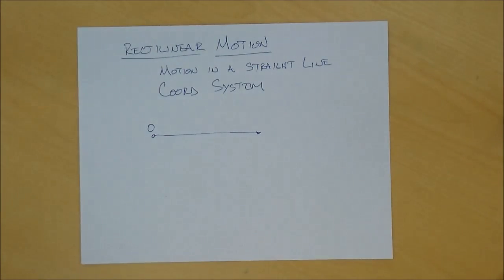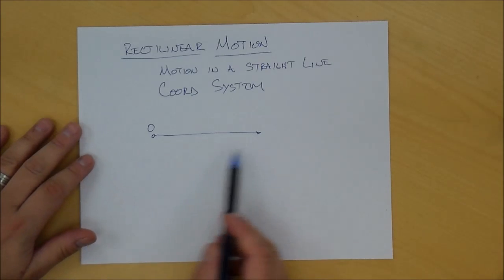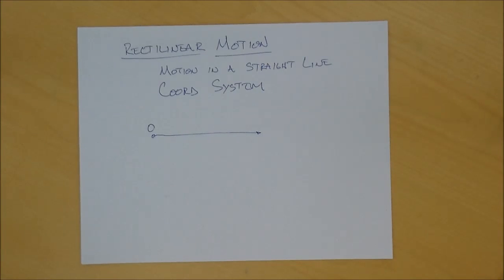So for a coordinate system, you always pick the origin, the point of it, and then you pick the direction that is positive. In this case we only have one direction. When we move to 3-dimensional motion you may have 3 directions to pick positive. We'll get to that later.